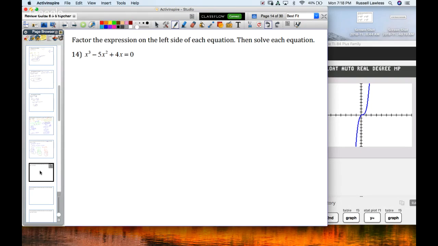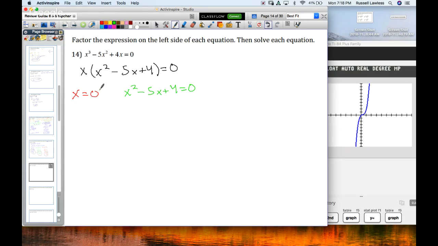All right, next one. We're going to factor the expression on the left side and solve. So when you're factoring, you've got to identify what is in common with each part of my terms. So I look at x cubed minus 5x squared plus 4x. The value that is common is this x. So that'll leave me with x squared minus 5x plus 4 equals 0. So what I'm going to do is set both parts equal to 0. So I'll set x equal to 0 and x squared minus 5x plus 4 equal to 0.